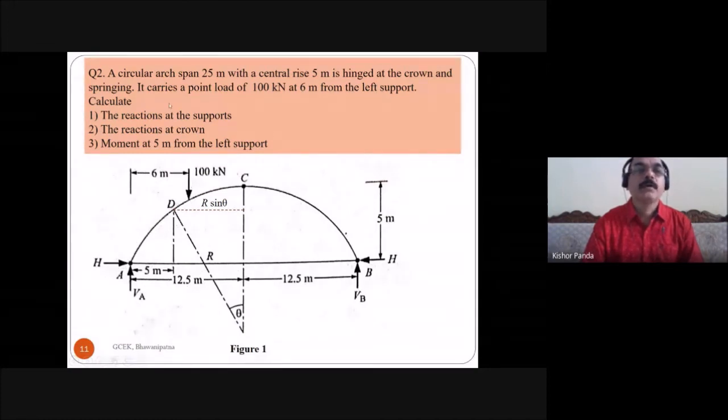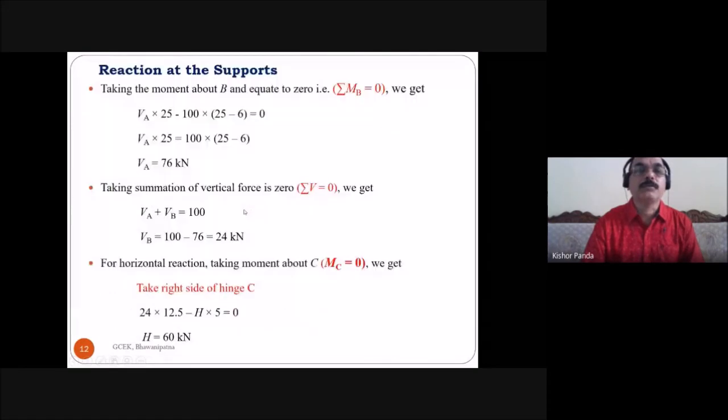Calculate the reaction at the support, the reaction at the crown, and the moment at 5 meters from the left support. You have to find the moment at 5 meters from the left support, and you have to find the reactions at the supports, VA, VB and H, and the reaction at the crown. You know this is from the equilibrium equations.